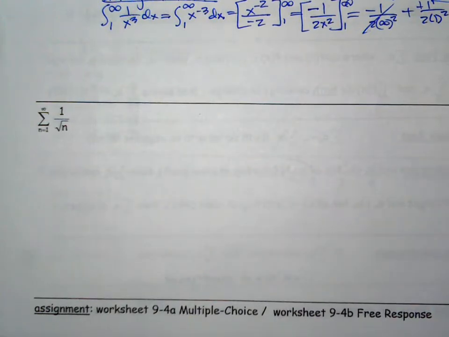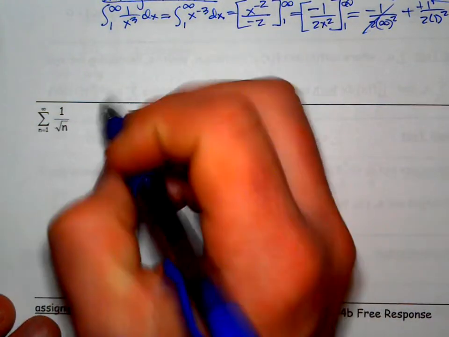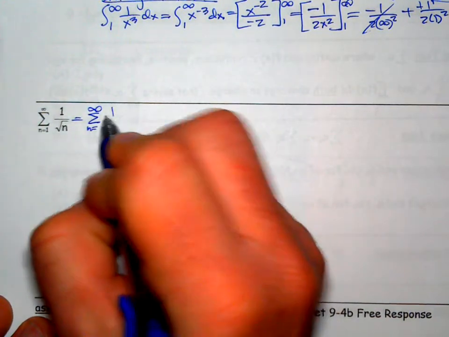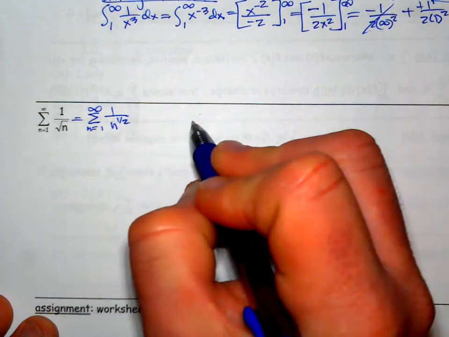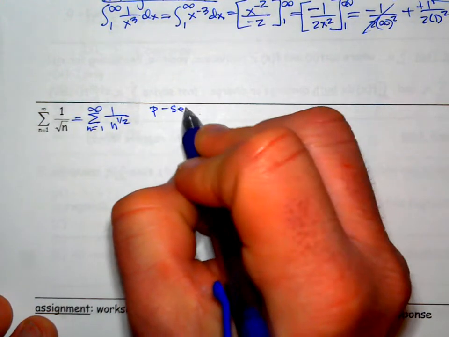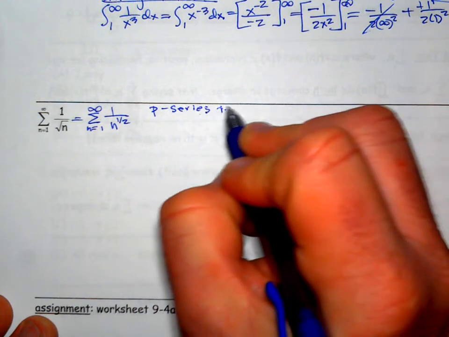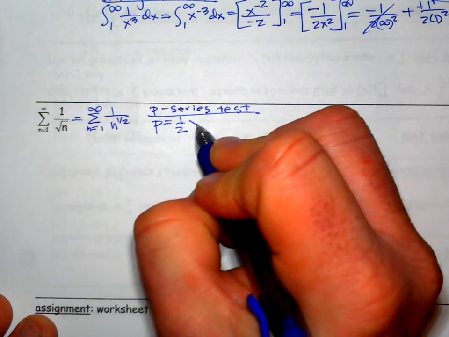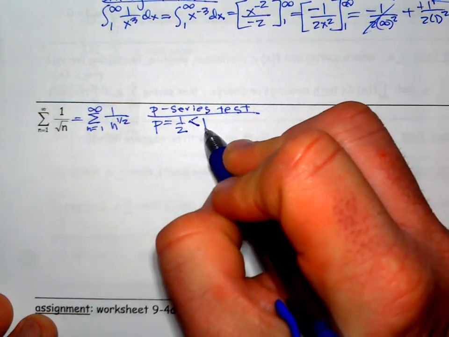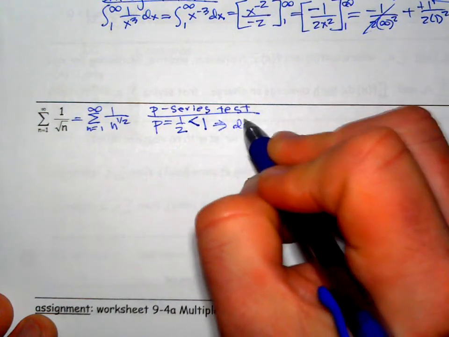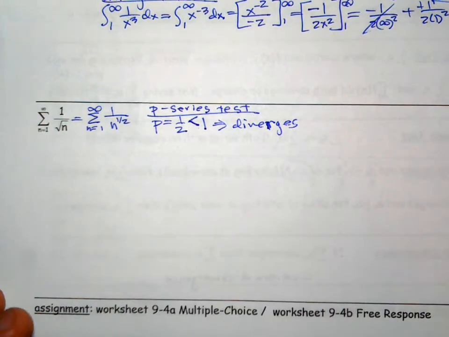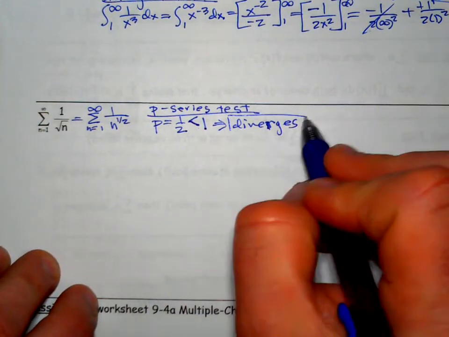Now, if you're getting good at this, you'd be like, oh, that's P series. And you might be like, doesn't it have to be in a power on the bottom? Well, this is n to the 1/2. So if you're good at recognizing these, here's the fastest way to do it. P equals 1/2, which is less than 1, which is bad. If it's equal to or less than 1, then it diverges. So I need to see you compare it to 1 and so I know that it diverges. So that'd be the quickest way, P-series test.